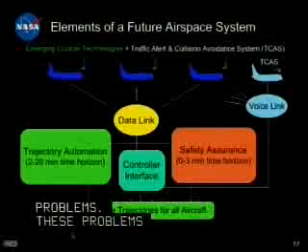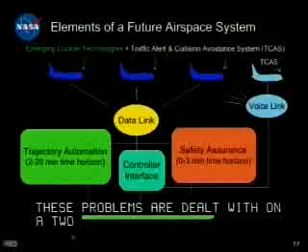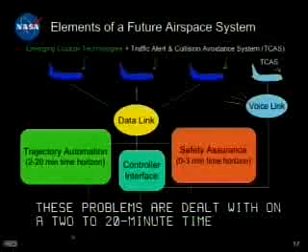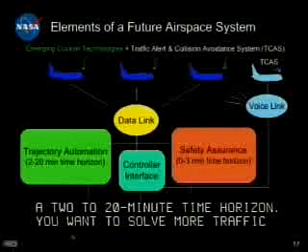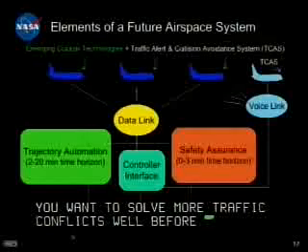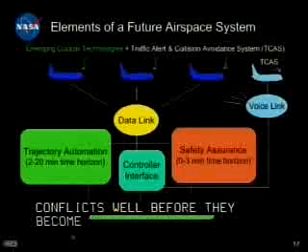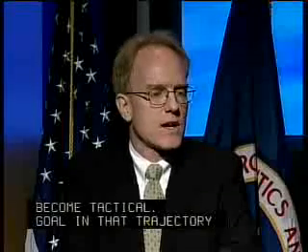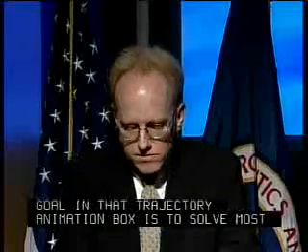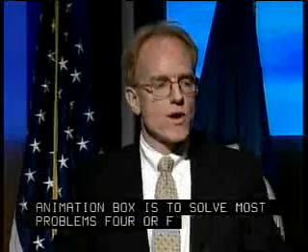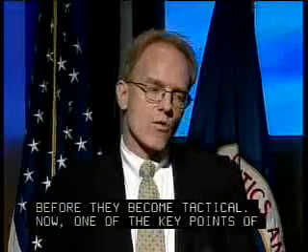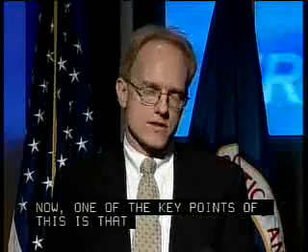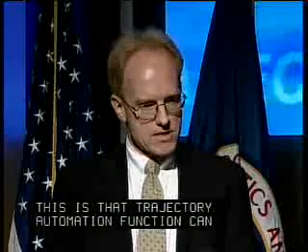The basic idea is that you want to solve most traffic conflicts well before they become tactical. I show it as 2 to 20 minutes, but the goal in that trajectory automation box is to solve most problems 4 or 5 minutes before they become tactical. Now, one of the key points is that the trajectory automation function can support multiple levels of automation.